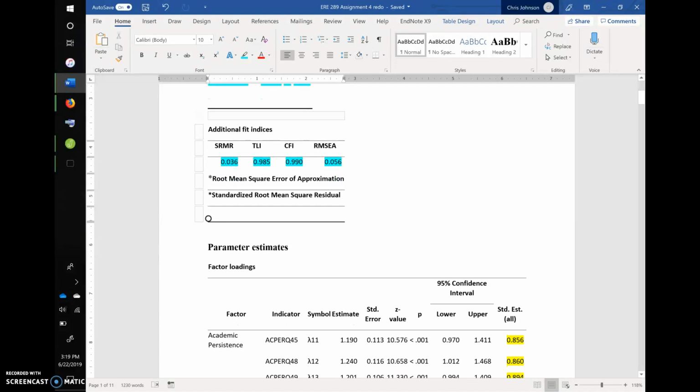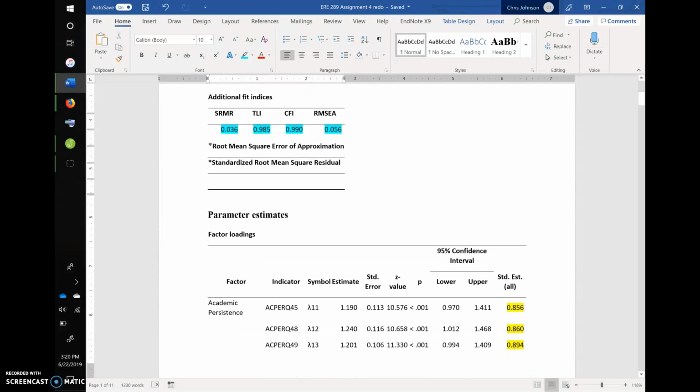And then we found that the standardized root mean square residual was below the 0.08, at 0.036, and the TLI was above the 0.90, which we wanted, even above the 0.96, as well as the CFI was above the 0.99, above the 0.90. And the root mean square error of approximation was 0.056, which was also below the 0.08 number that we were looking for.